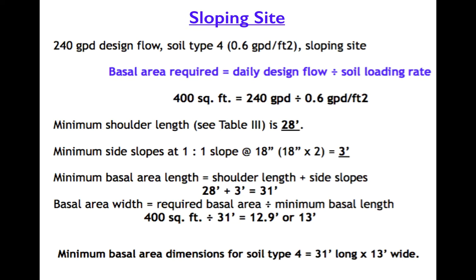So our basal area really doesn't change a whole lot, but it is different enough that we do need to actually compensate for it. So in this case, given the same soil type, all we change is the slope, we need a 31-foot long by 13-foot wide basal area.